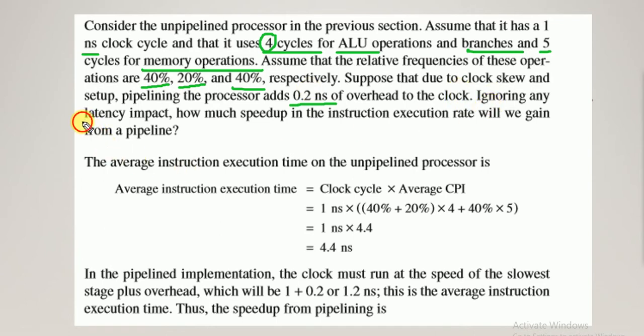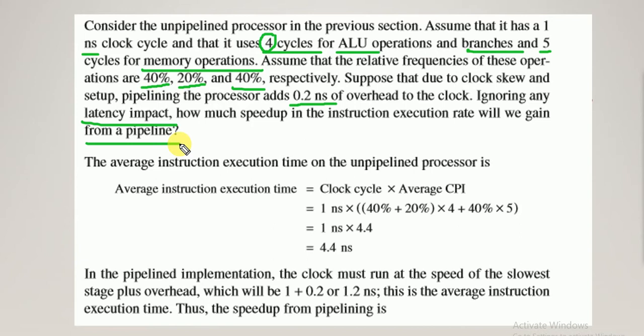Ignoring any latency impact, how much speedup in the instruction execution rate will we gain from a pipeline? Even if we have some problems, that is the major advantage of pipelining. We may have an imbalance problem, a delay problem, a clock skew problem, whatever it may be, we are still implementing pipelining. We are getting some lagging in clock cycle times. Still, only a few advantages will be lost, and we will be getting more advantage if we follow a pipeline architecture.